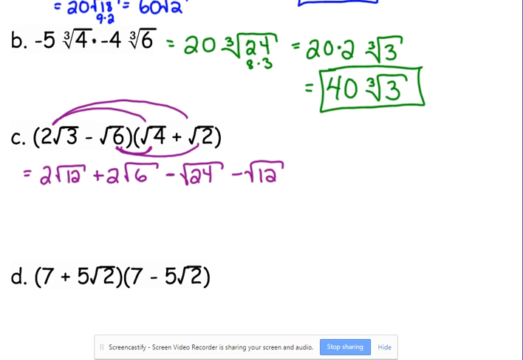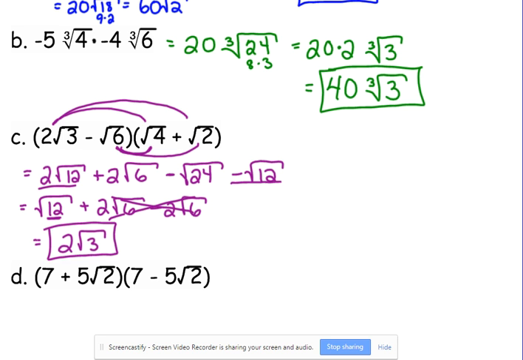Now, if you want to, you can go ahead and combine those square roots of 12. Or you can go ahead and just simplify all the square roots. It really doesn't matter. You can do it either way. So let's go ahead and put them together. 2 square roots of 12 minus the square root of 12 is a single square root of 12. Can we simplify the square root of 6? No. Can we simplify the square root of 24? Yes. It's divisible by 4. So that gives us 2 square roots of 6. So those do cancel out. But we do have one more thing to do because we can simplify the square root of 12 into 2 square roots of 3.